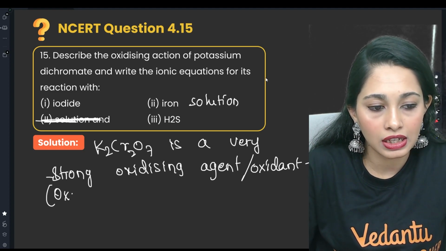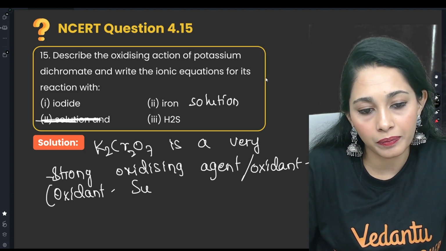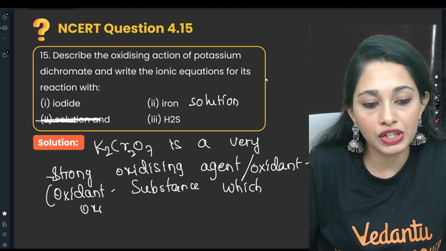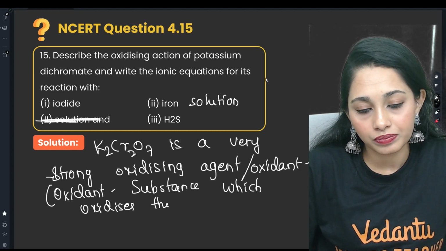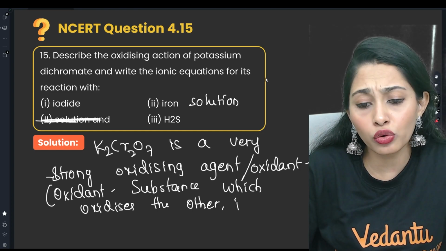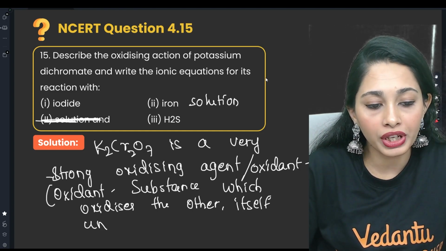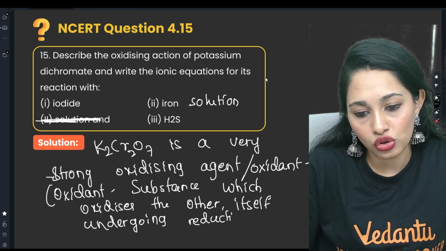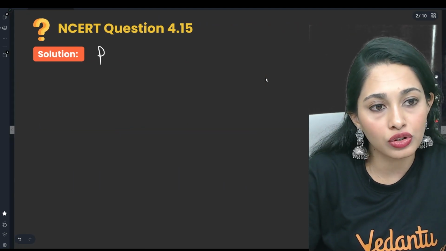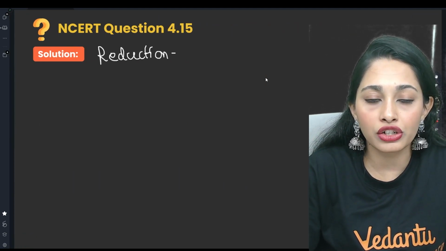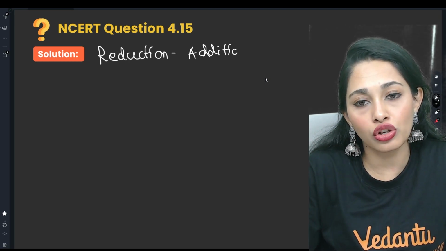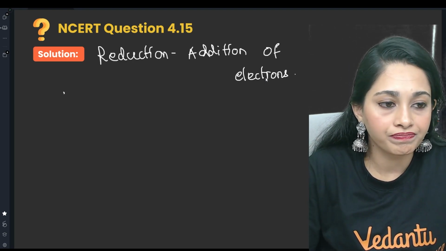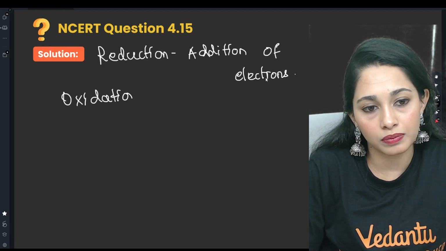is a substance which oxidizes the other, itself undergoing reduction. So what is reduction? It is addition of electrons. Reduction is addition of electrons, and oxidation is removal of electrons.